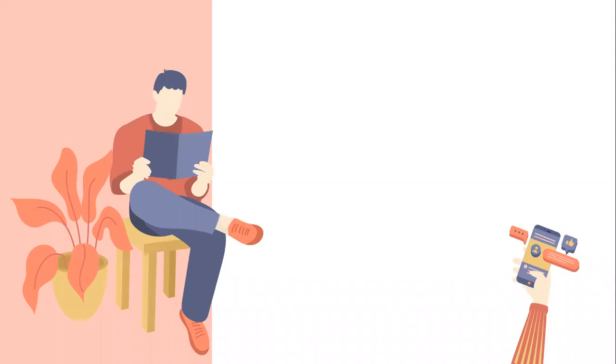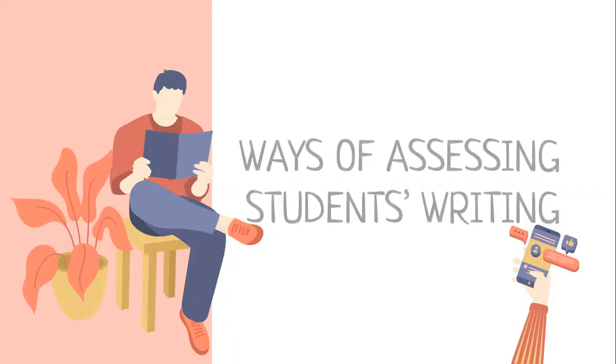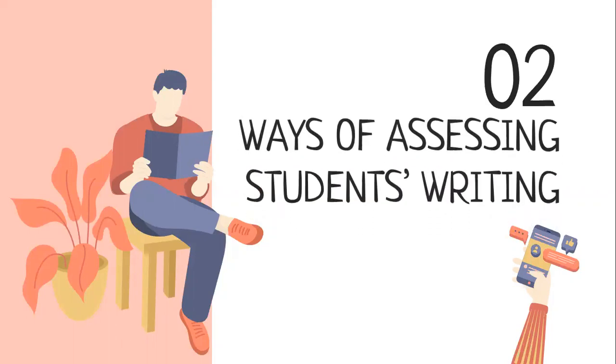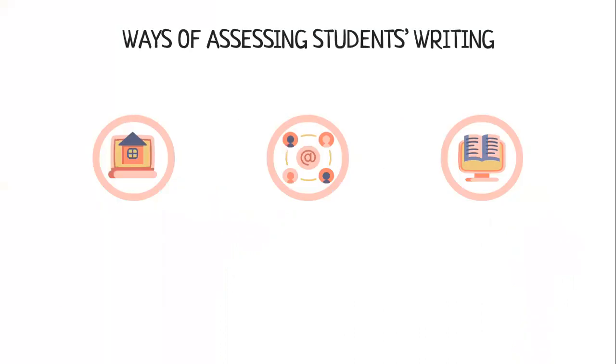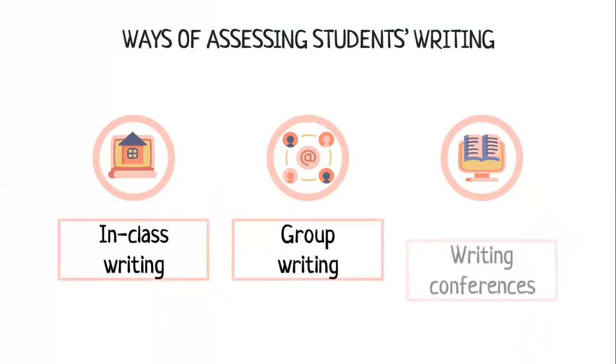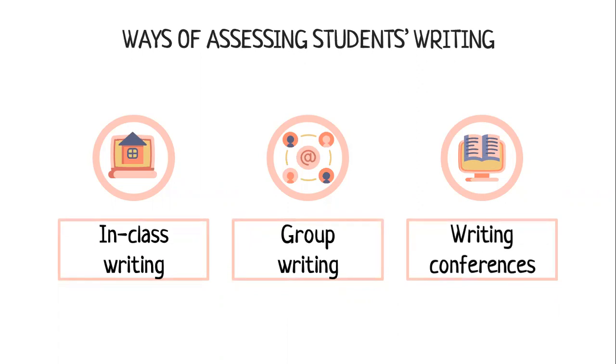Okay, that was an overview about writing and writing assessment. So as we know, we have the formal and official test for writing assessment. So what about other ways besides the formal and official test of writing? So I will show you some ways of assessing student writing. There are three different ways of assessing student writing beside the official test. It is in-class writing, group writing, and writing conferences.